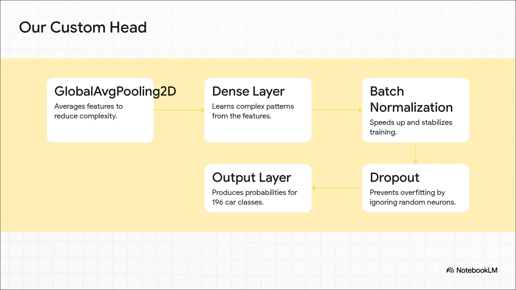We start by pooling the features from Inception to simplify things. Then a couple of dense layers get to work learning the complex patterns. We sprinkle in some batch normalization to keep the training process stable and fast. And then we've got dropout. Think of it like a teacher who randomly covers up parts of the textbook. It forces the student, our model, to learn more robustly and not just rely on one thing. Finally, the output layer gives us the probability for each of our 196 car classes.